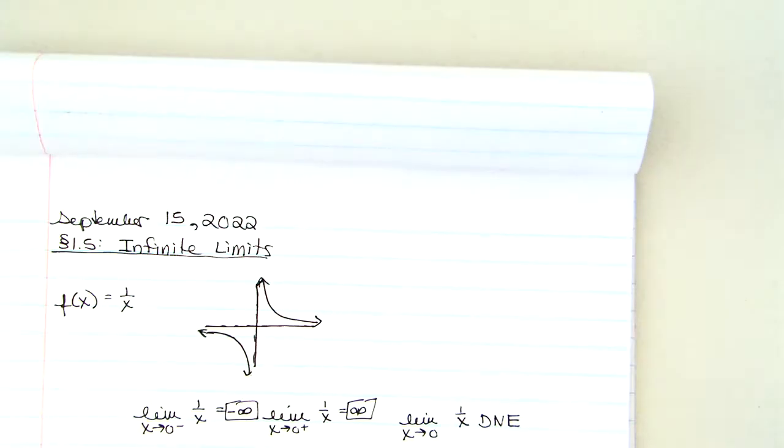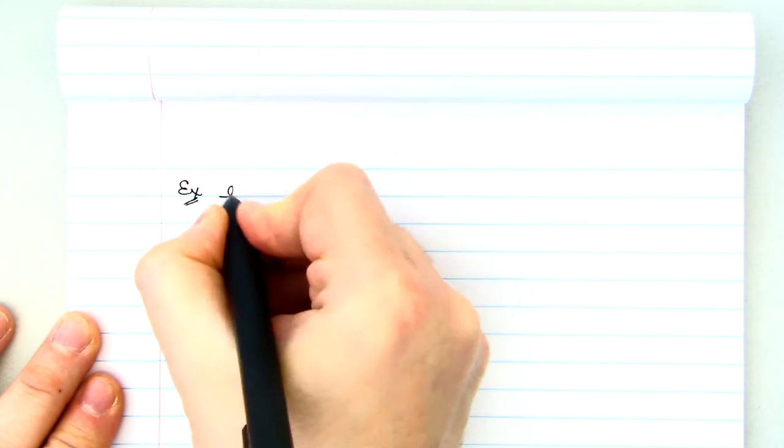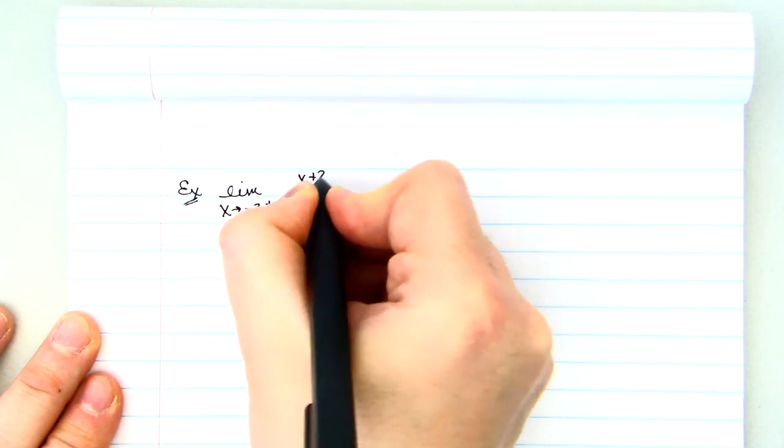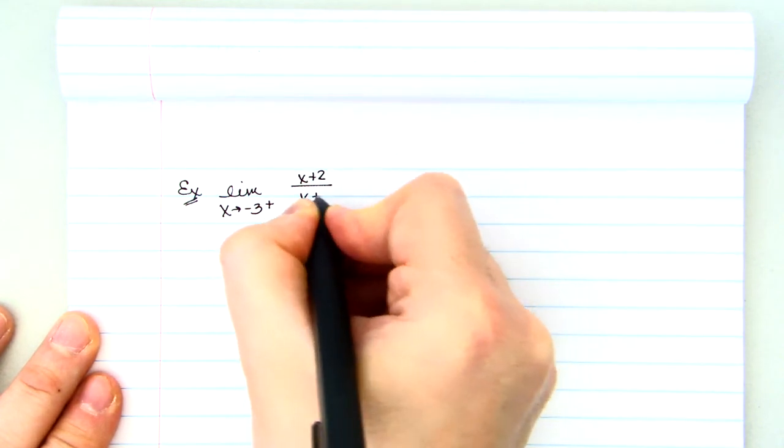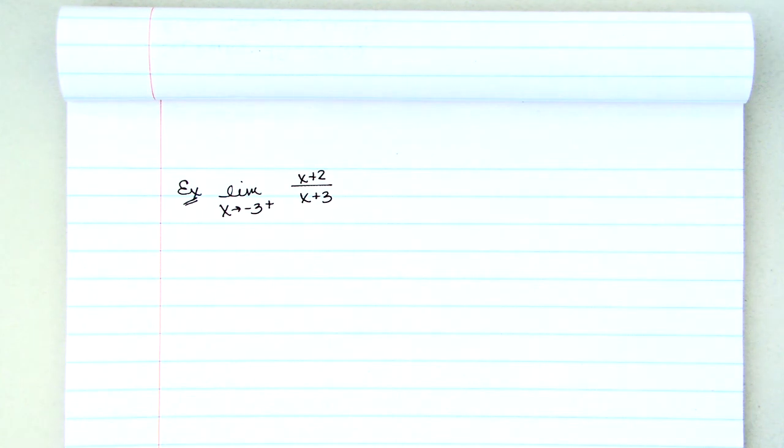Next. I would like to take a look at, actually no, you're going to do this one. You're going to do the limit as x approaches negative 3 from the right of x plus 2 over x plus 3. Take a moment and deal with this, and that's all I'm going to say.